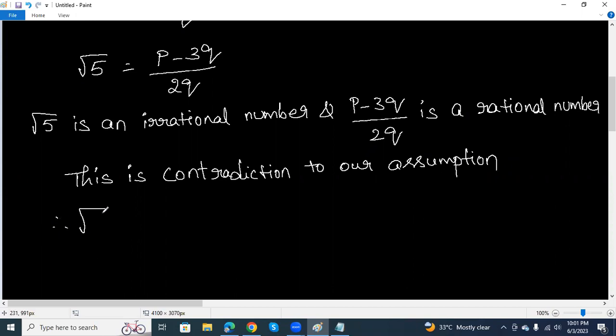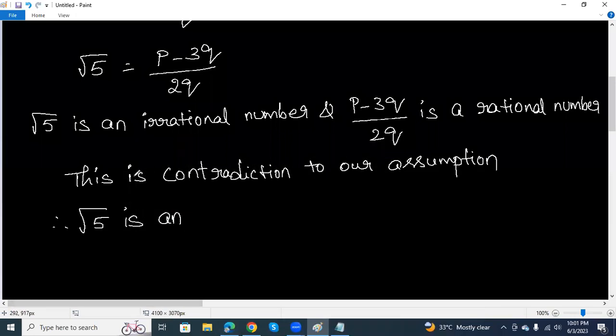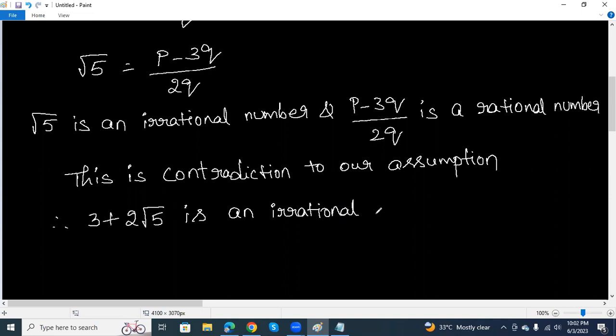Therefore, 3 plus 2 root 5 is an irrational number. Give your steps very perfectly. It's a 4-mark question. Okay.